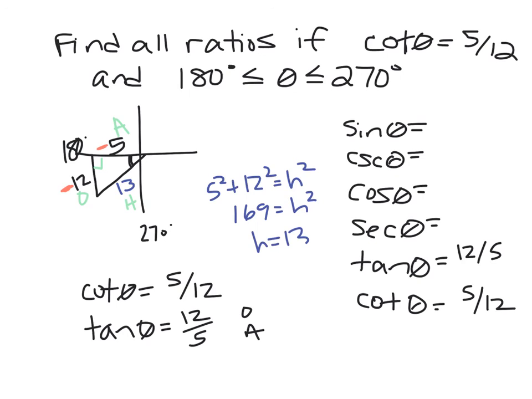So sine is O over H, so negative 12 over 13. Cosecant means I flip that, so 13 over negative 12, or negative 13 over positive 12. Cosine is adjacent over hypotenuse, so negative 5 over 13. Secant means you flip that, so 13 over negative 5, or negative 13 over positive 5.